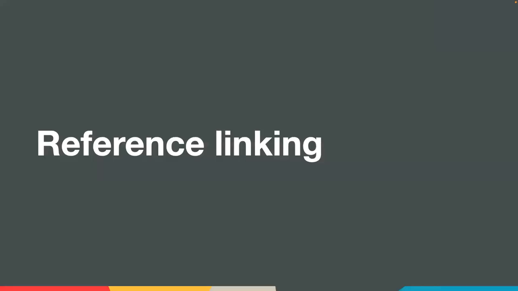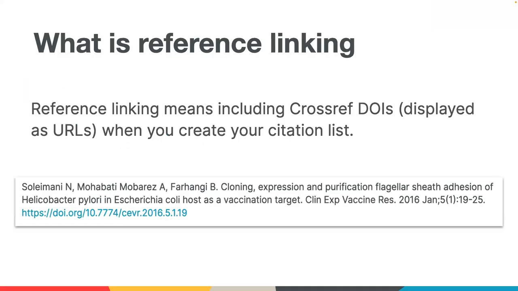Great, thank you, Isaac. Going back to what I mentioned earlier, there are a number of obligations to being a member. One of those I'm going to talk about in more detail now, and that is reference linking. So what is reference linking? It means including Crossref DOIs displayed as URLs when you create your citation list. And what does this do?